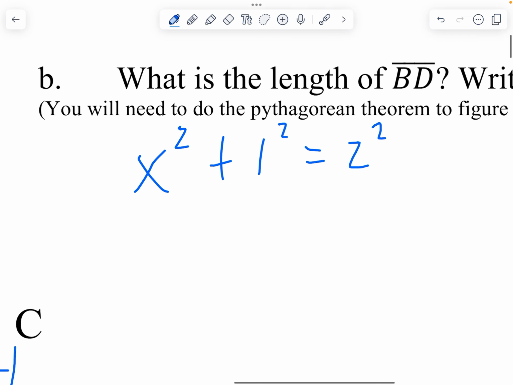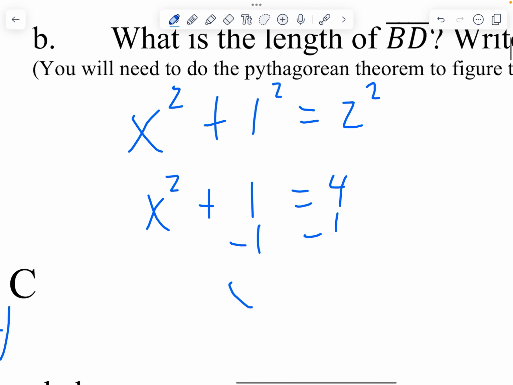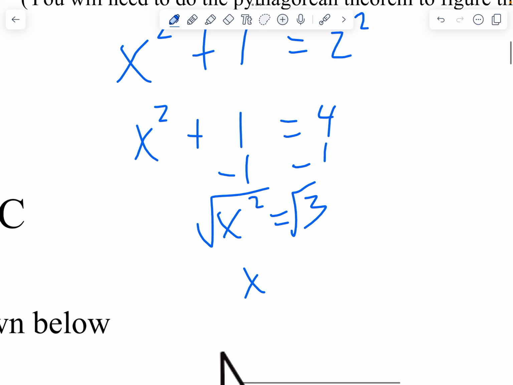And if we solve this, x squared is x squared, 1 squared is 1, 2 squared is 4. If we subtract the 1 from both sides, we get x squared equals 3. Take the square root. 3 is a prime number and cannot be broken up. So we're just left with x equals the square root of 3.